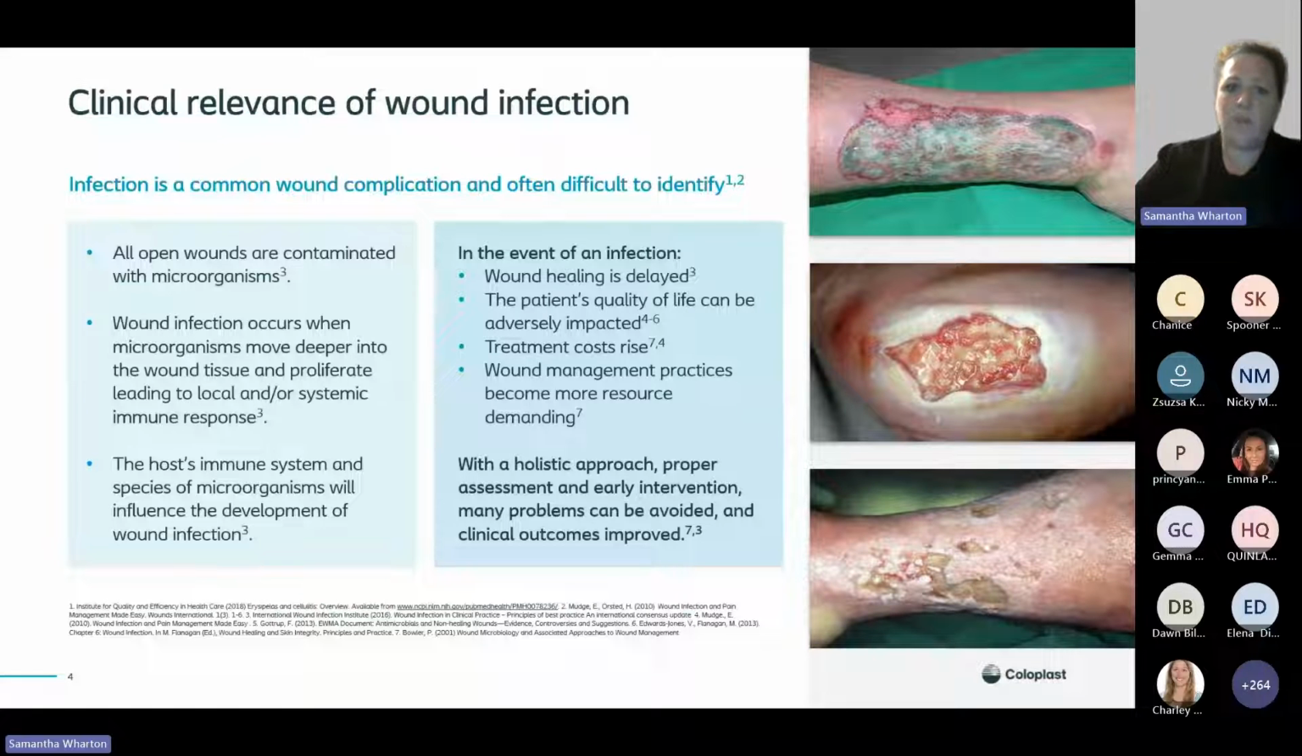So when an infection is present, what does it do to that wound? Well, it delays healing. If a wound's infected, it's not going to progress, it's not going to heal. It really adversely impacts the patient's quality of life. When a wound's infected, there's often odour, an increase in exudate, and an increase in pain for that patient. They're going to have that wound for longer.